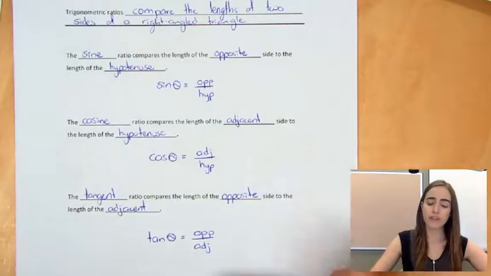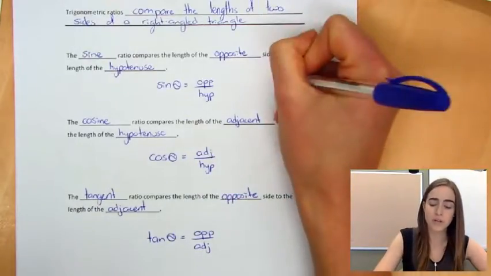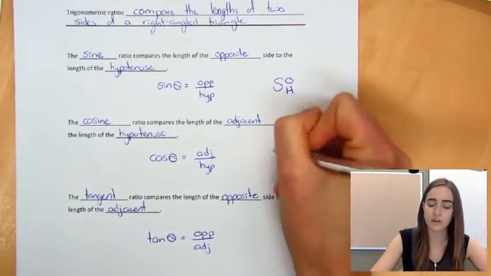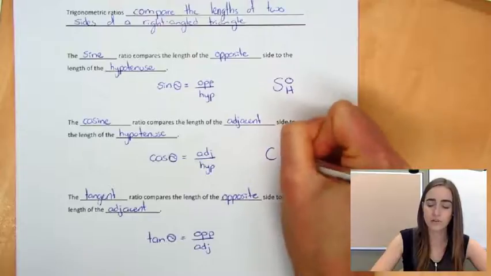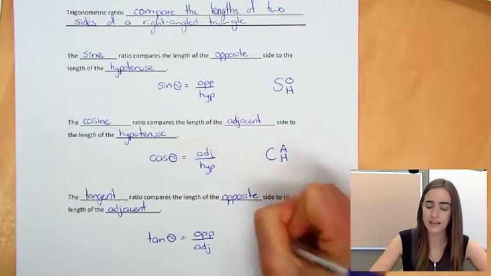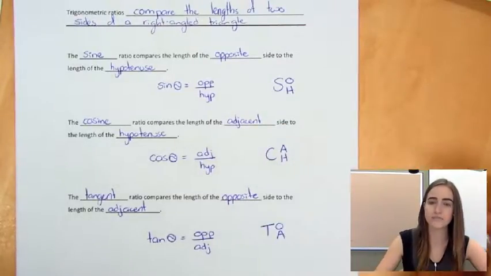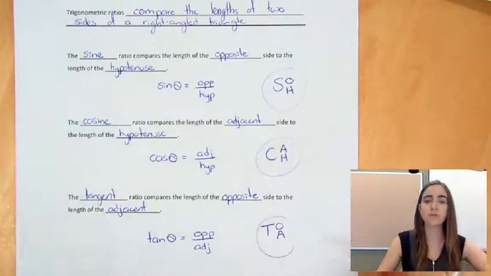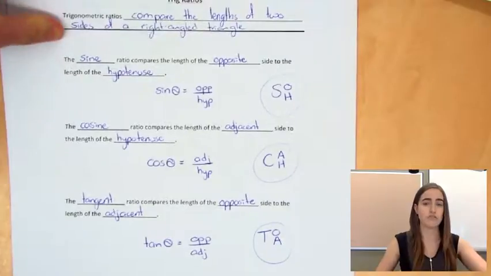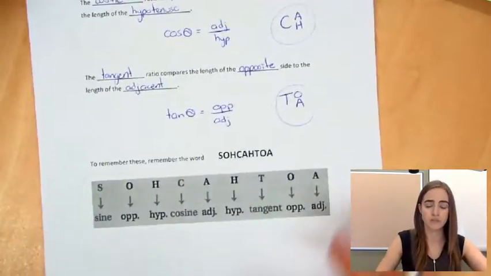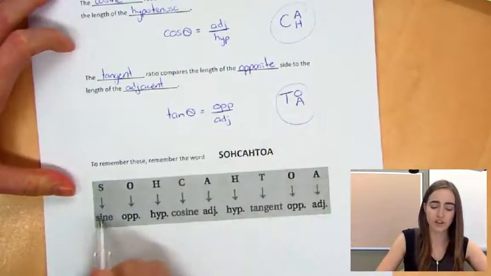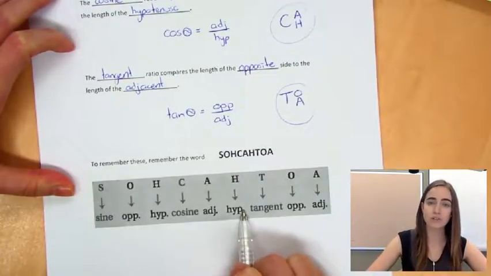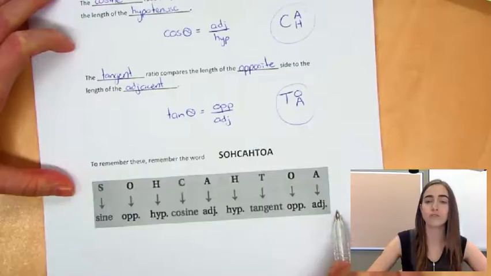All right, so we've got these. To help you remember them, we come up with a shortening. So sine is opposite over hypotenuse. Cos is adjacent over hypotenuse. And tan is opposite over adjacent. So if you remember these, we can remember the word Sohcahtoa and remember how to spell it as well. So sine is opposite over hypotenuse, cosine is adjacent over hypotenuse, and tan is opposite over adjacent.